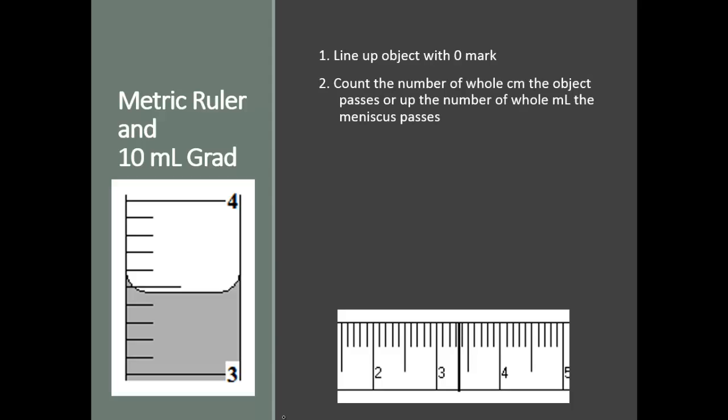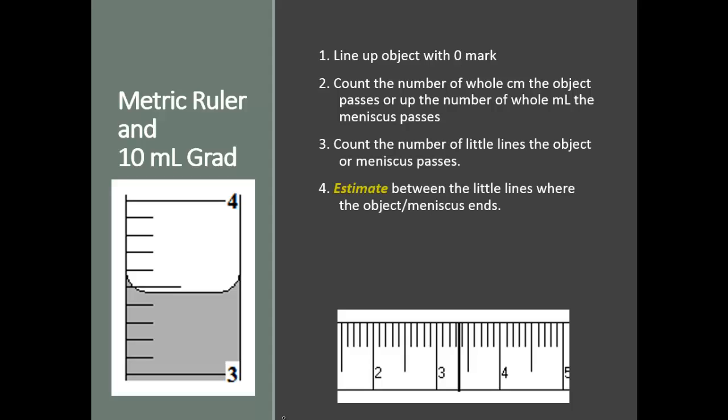Next, you're going to count the number of whole centimeters that the object passes, or the whole number of milliliters the meniscus passes. Then you're going to count the number of little lines that the object or the meniscus passes. Then we're going to estimate between the little lines where the object or meniscus ends. And finally, we're going to add our unit.